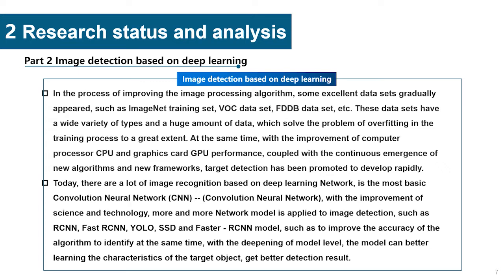With the improvement of science and technology, more and more network models are applied to image detection, such as RCNN, Fast RCNN, YOLO, SSD, and Faster RCNN models, to improve the accuracy of the algorithm. At the same time, with the deepening of the model level, the model can better learn the characteristics of the target object and get better detection results. Number 3. Research contents.